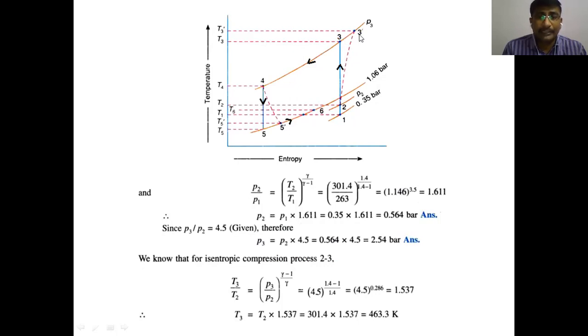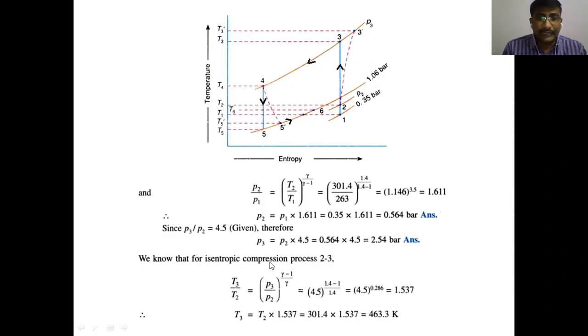Therefore, P3 equal to P2 into 4.5. P2 is 0.564 into 4.5. Then we get 2.54 bar as the pressure after the compression process. This is the pressure line, 3-3-4 is the pressure line. This P3 is 2.54 bar after compression in the main compressor. By using this pressure P3, we can find the T3 value.